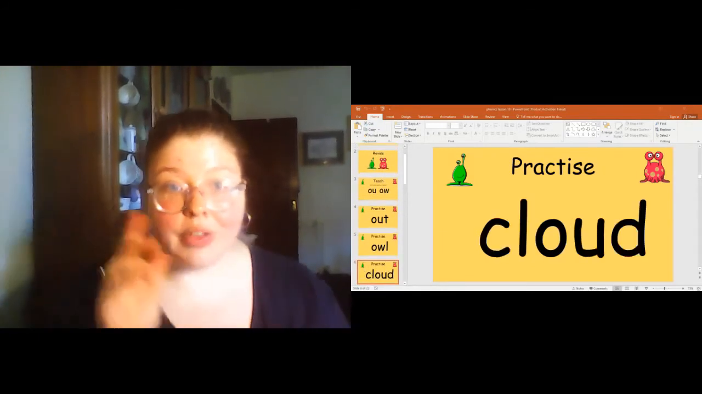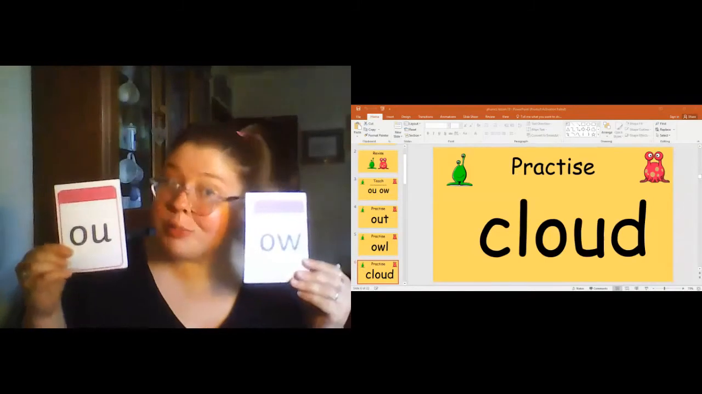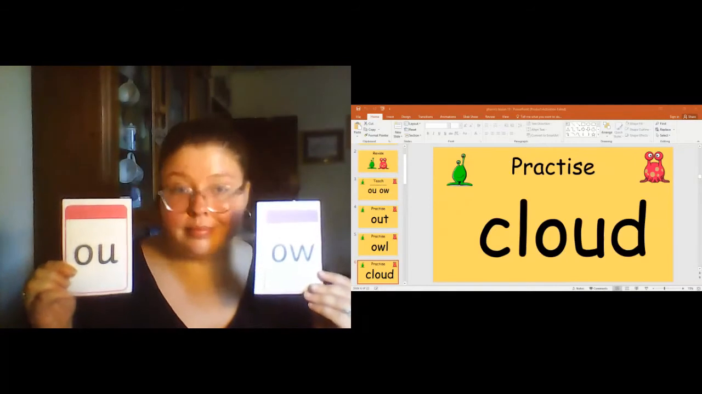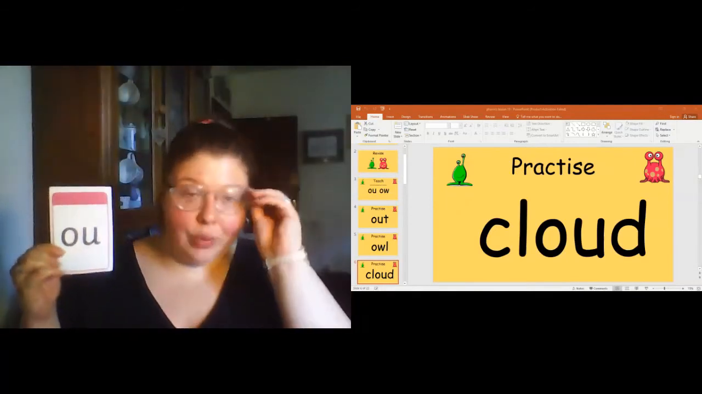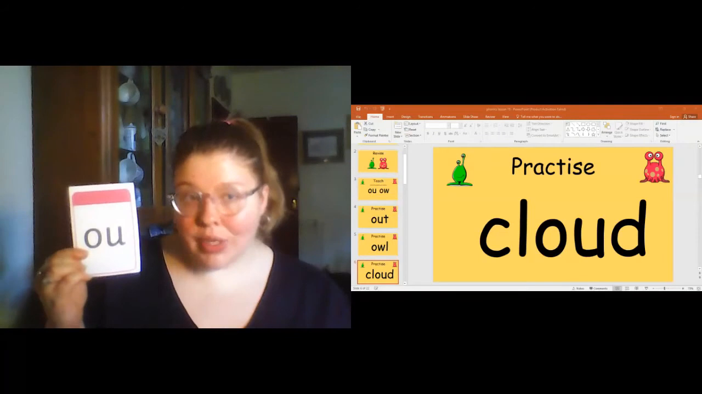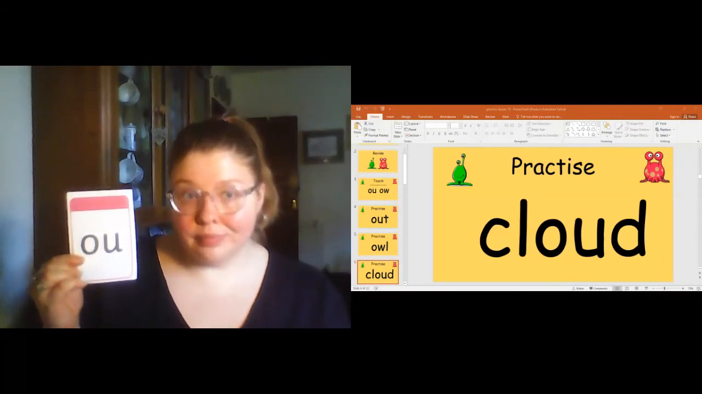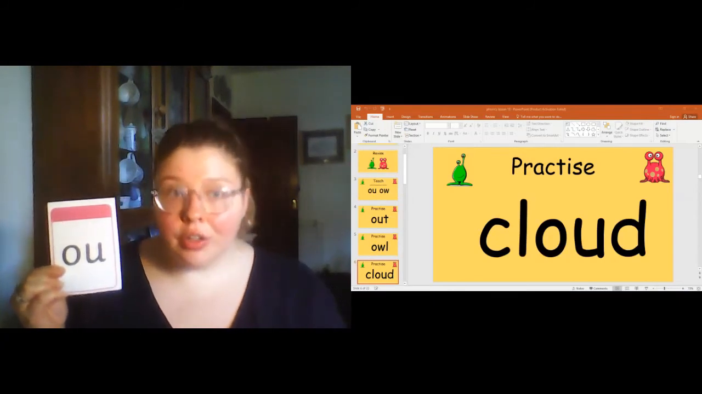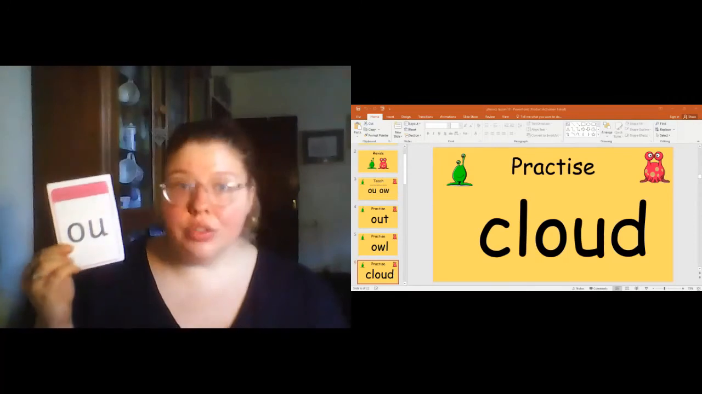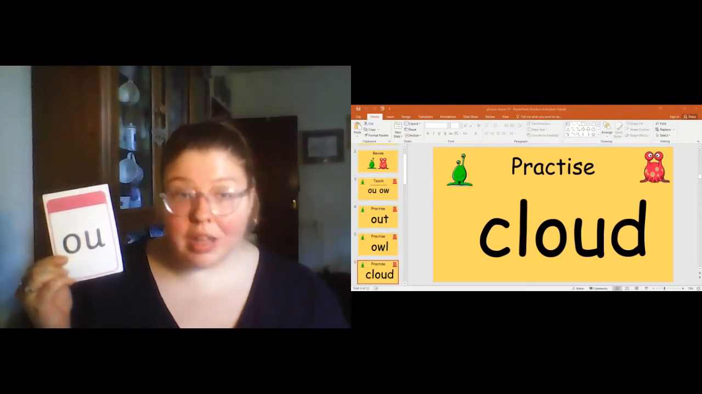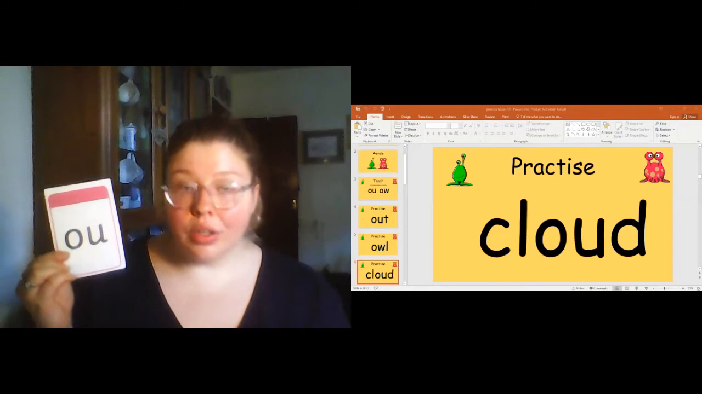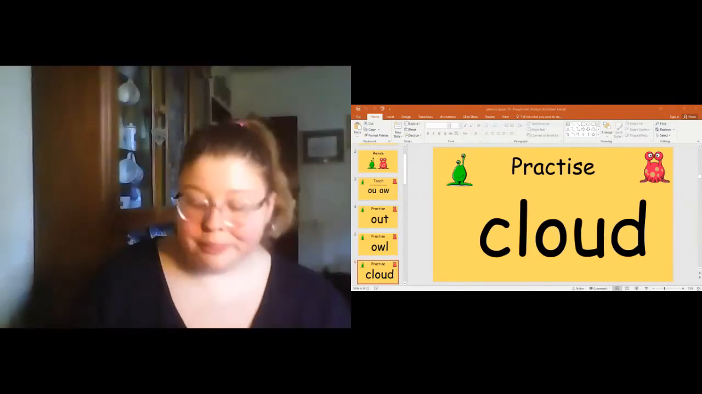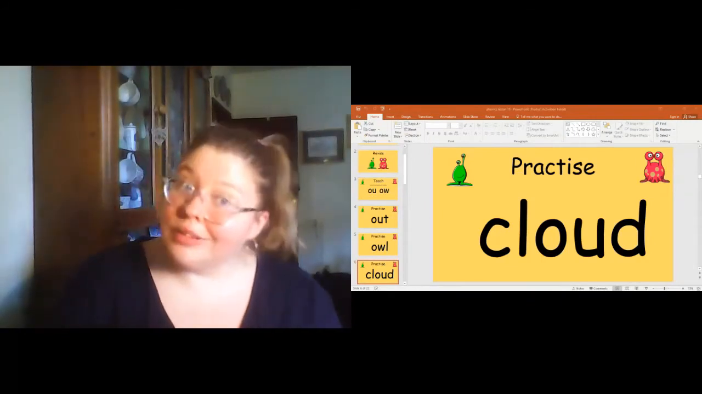Okay, let's have a go at this word. Can you spot which ow is in this word? You're right, it's this ow. Have a go at blending this word. Okay, let's have a go together. K, ul, ow, d, cloud. Let's do that one more time. K, ul, ow, d, cloud. Like the clouds in the sky.